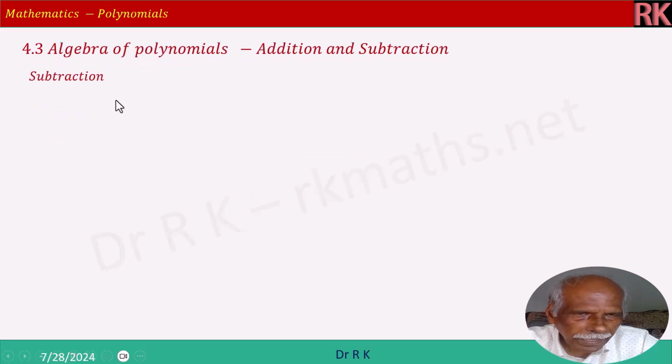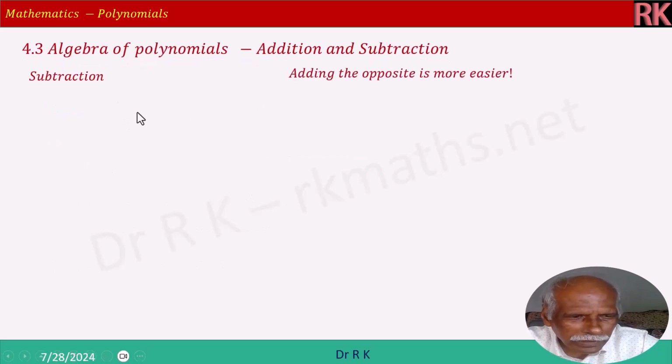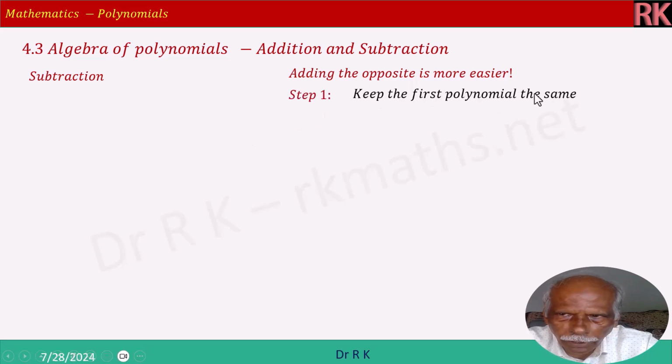Now we will see subtraction. Instead of doing subtraction, adding the opposite is easier. How do we get the opposite terms? It is easy. See here, step 1, keep the first polynomial the same. Change the minus sign to plus.